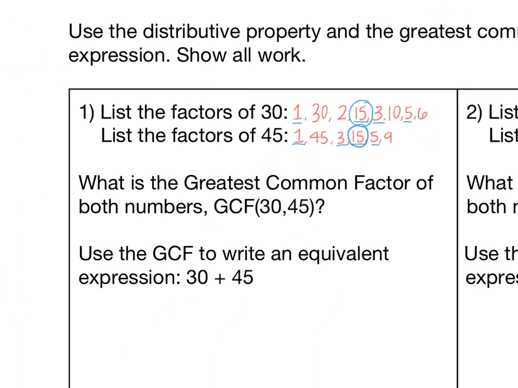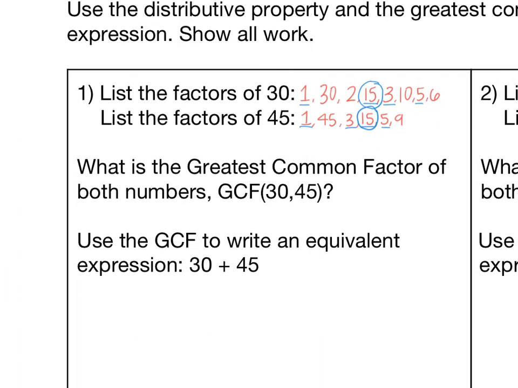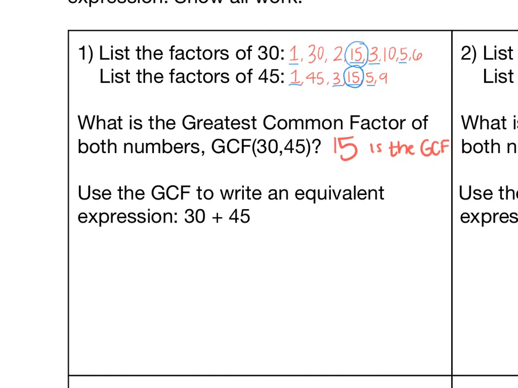Okay. So now I can answer the second question. It says, what is the greatest common factor of both numbers? What's the GCF of 30 and 45? Well, we just figured out that it's 15. 15 is the greatest common factor. Okay, now it says to use the greatest common factor to write an equivalent expression, 30 plus 45. Since we know our greatest common factor is 15, we're going to go ahead and write the number 15. That's our first step. Then we're going to write an open parenthesis, a plus sign, and a closed parenthesis.